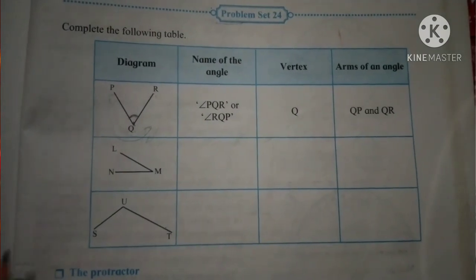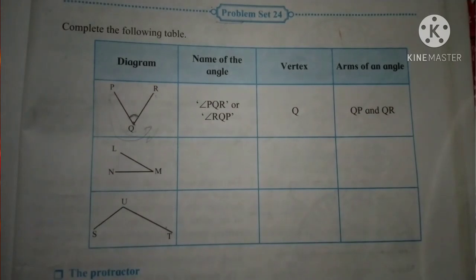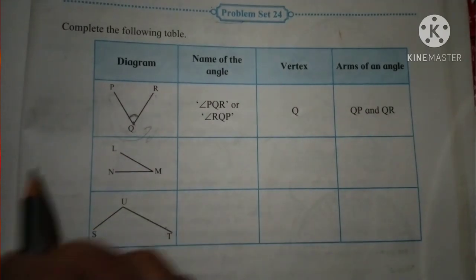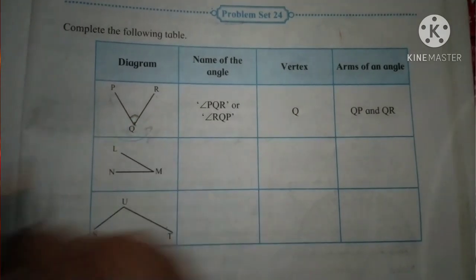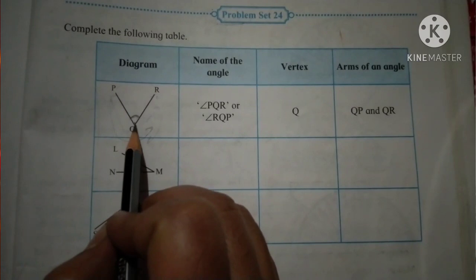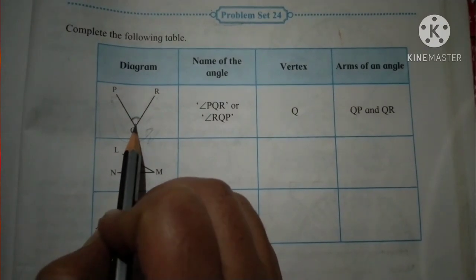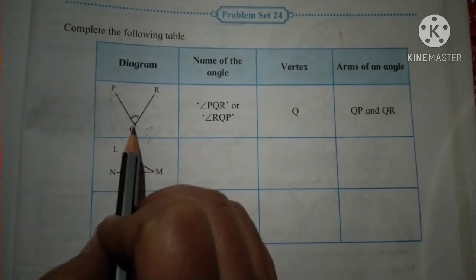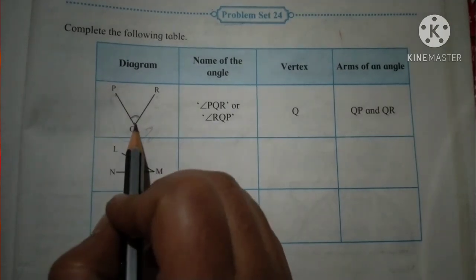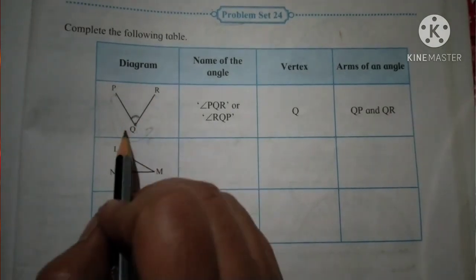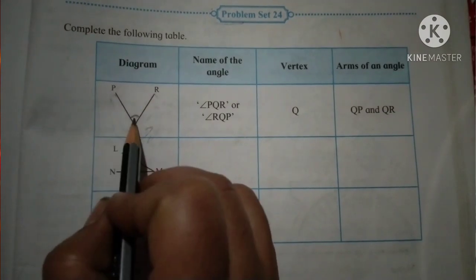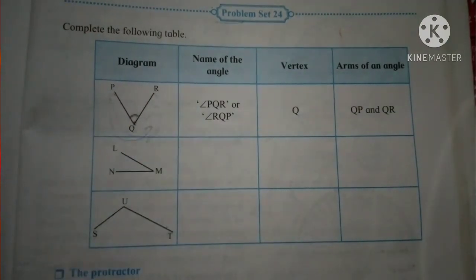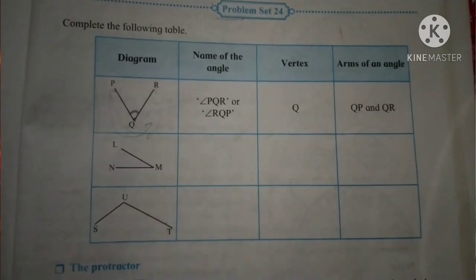Now next one, arms. Arms of an angle means their hands. Which hands are there? Here is the angle. This is one arm, this is another arm. As we get the angle at point Q, the arms are first QP, and the other QR. QP and QR. Understood everyone? So these are the arms of an angle.